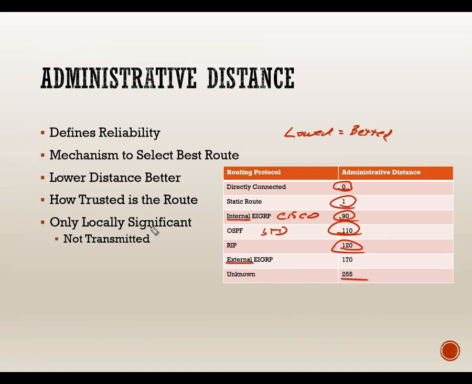They're only locally significant. They're not transmitted. So if we have different protocols on different routers, we could have different administrative distances. And again, the lower the better. How trusted is the route?